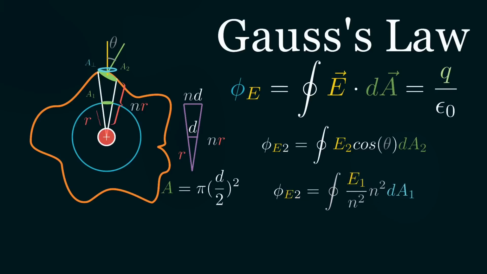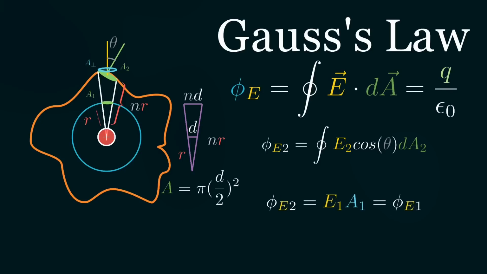Now we can cancel out the n squareds in the integral, and we have the exact same flux integral as the sphere, which means that the electric flux through A2 must be equal to the electric flux through A1. And this will hold true for every single dA as we integrate across our general surface.